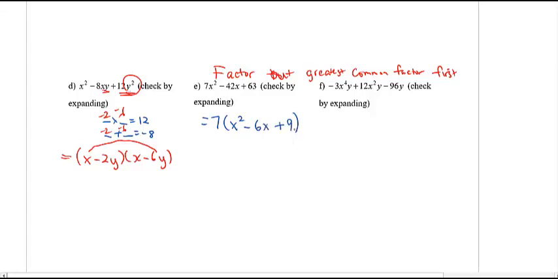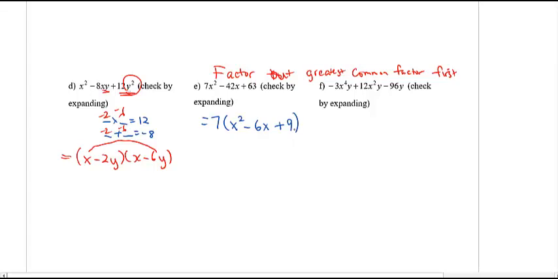Now for part E and F, I want to warn you that it might be advisable to factor out the greatest common factor first. Okay, so I look for numbers in E here and I see, look, 7, 42, and 63. I think all terms can be divisible by 7, and so 63 divided by 7 is 9. Here we go. Look at that.